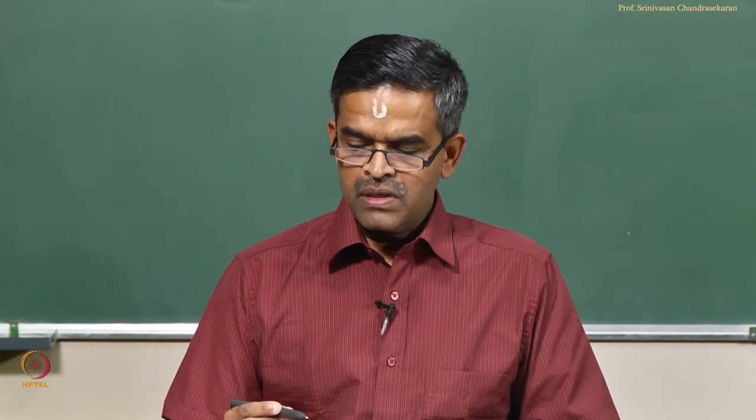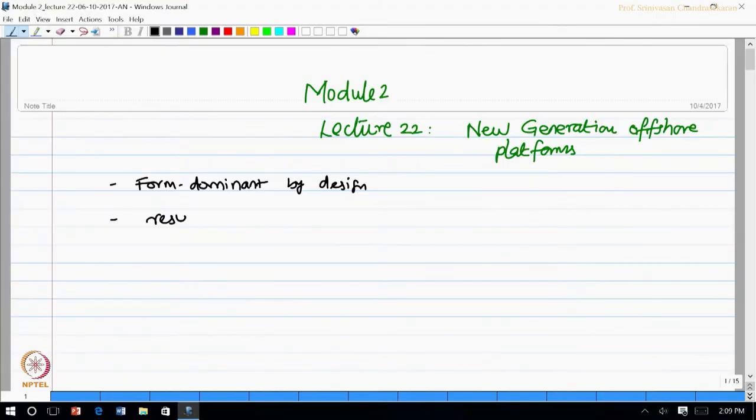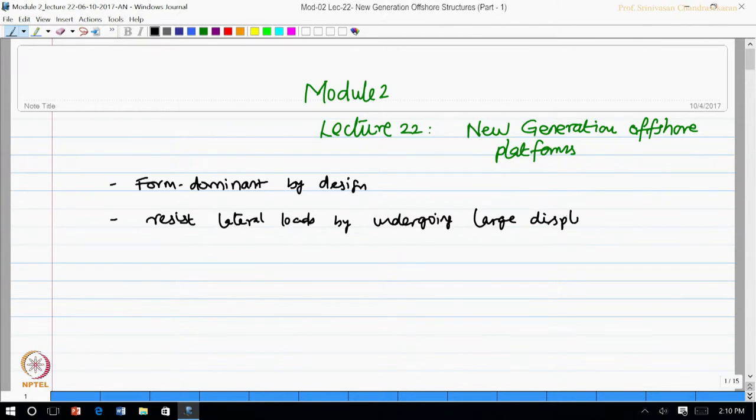Let us recollect an important task of understanding a new generation platform. The important task of understanding new generation platforms essentially is that they are form dominant by design, and they resist lateral loads by undergoing large displacements but not undergoing large stresses in members.